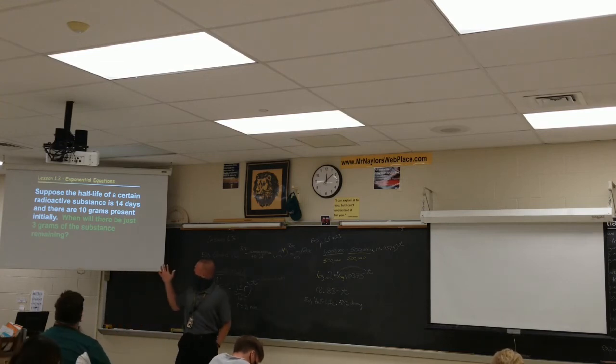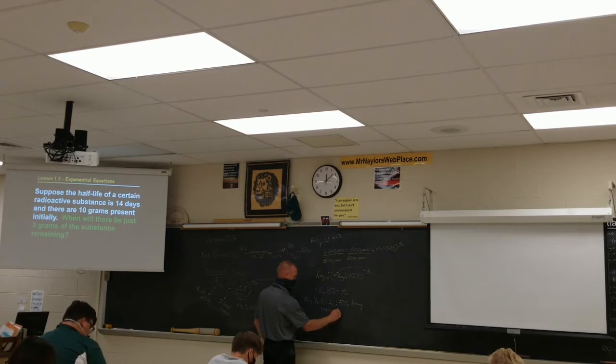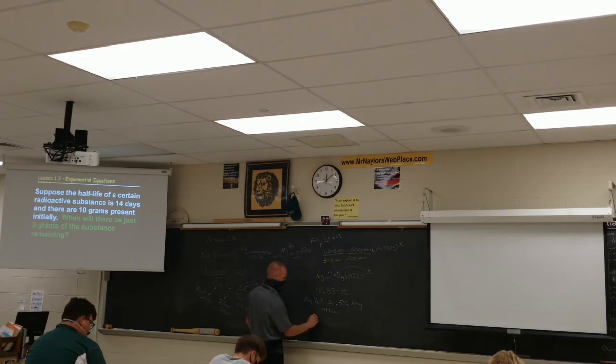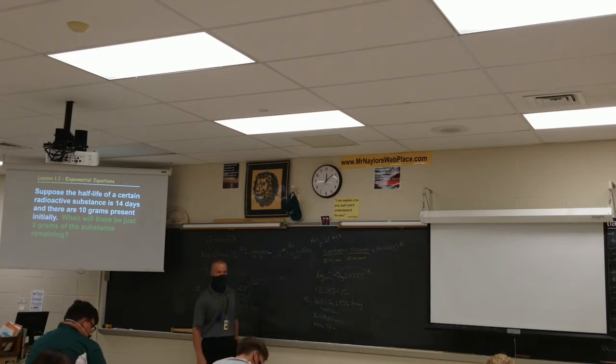Now there's a couple other little pieces up here. We've got this idea of 14 days. Basically, 14 days is the half-life. So we can make note of that. And then what's going on here? 10 grams initially. So the initial value is 10. And it's asking, when are there 3 grams? We kind of have the important stuff: it's a half-life problem and some information about time and amount.